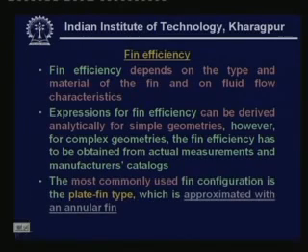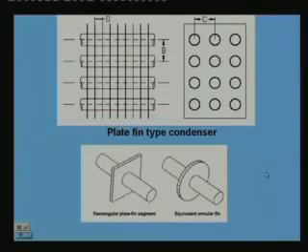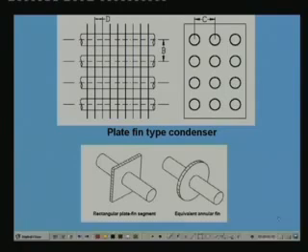The most commonly used fin configuration, as I have already discussed in the last class also, is the plate fin type, which is approximated with an annular fin. So let us see how the approximation is done. As you know, this is the plate fin type of the condenser, where you have the tubes through which the refrigerant flows, and you have the plate fins on the outside over which the air flows, and this is the side view of the heat exchanger.